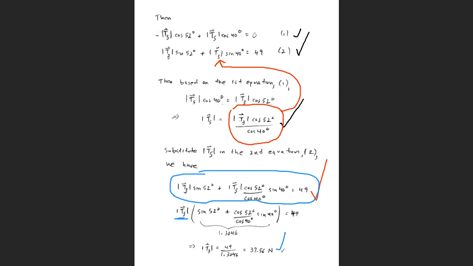And now that you know what the length of T3 is, you can substitute that back in. Well, you can go back to this equation here and substitute in the length of T3 and solve for the length of T5.